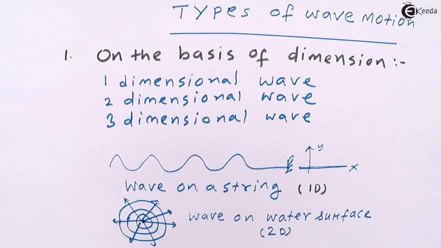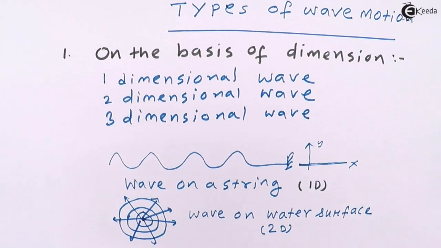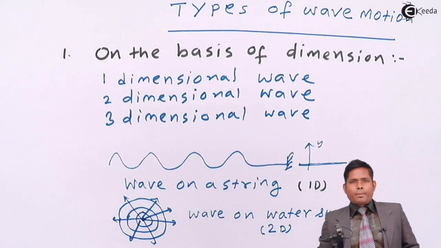Similarly, a three-dimensional wave is like when a wave travels in space in all possible directions. Suppose there is a light source. The light source will emit electromagnetic waves in all possible directions. So if there is a point source of light, then from it light will move in all possible directions, away, like this, like that. That is, in all three dimensions the wave will propagate.